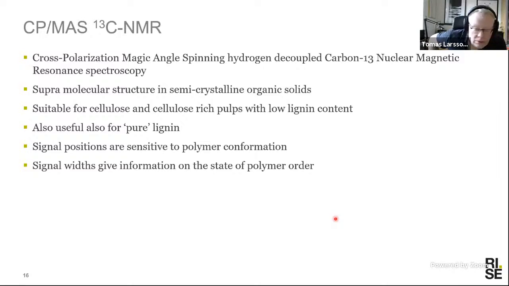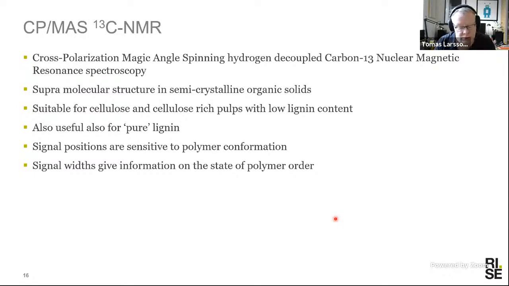The NMR method for looking at the solids of the fiber wall is this cross-polarization magic angle spinning, hydrogen decoupled carbon-13 nuclear magnetic resonance spectroscopy. It's actually a technique that is good at taking measures of the supramolecular structure in semi-crystalline organic solids. And it's very suitable for cellulose and cellulose-rich pulp with a low lignin content. You can, of course, use it for lignin-rich samples. You can look at solid-state NMR on lignin, but we don't use it for that quite as much.